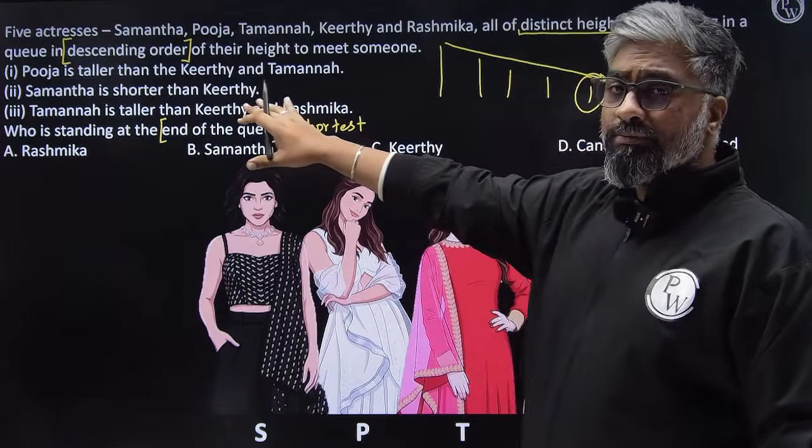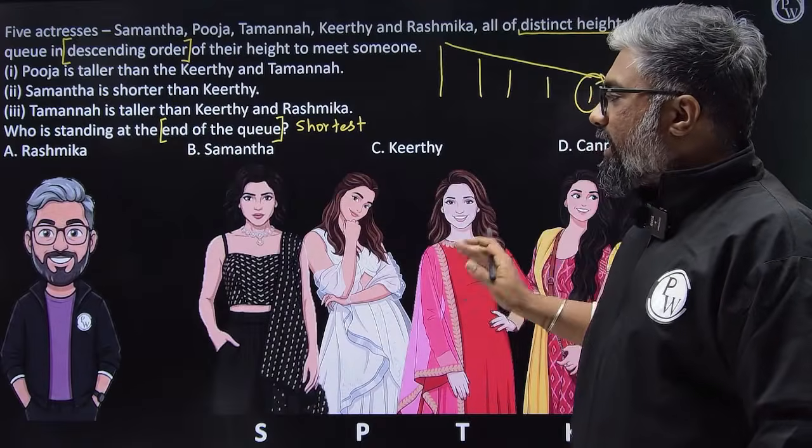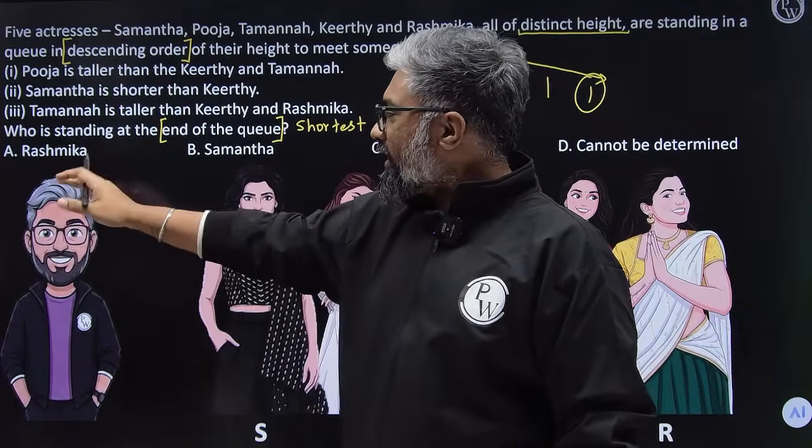Okay. So cool. Now what are they saying? They're saying that they are here to see someone. I don't know who this is. Okay, so they are here to see someone. Let's see if we can quickly arrange them according to the given clues.